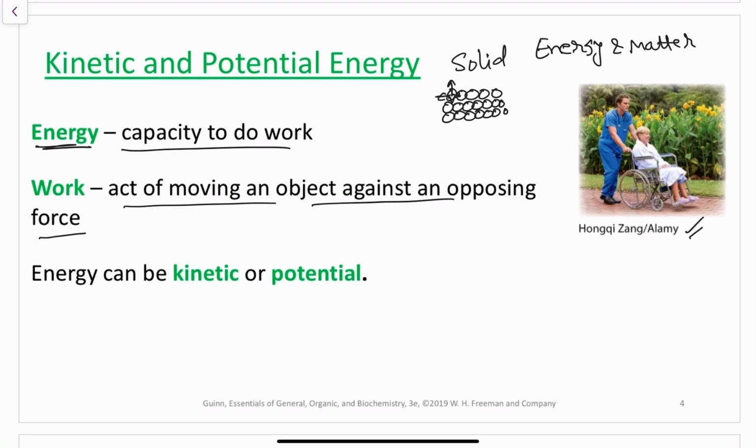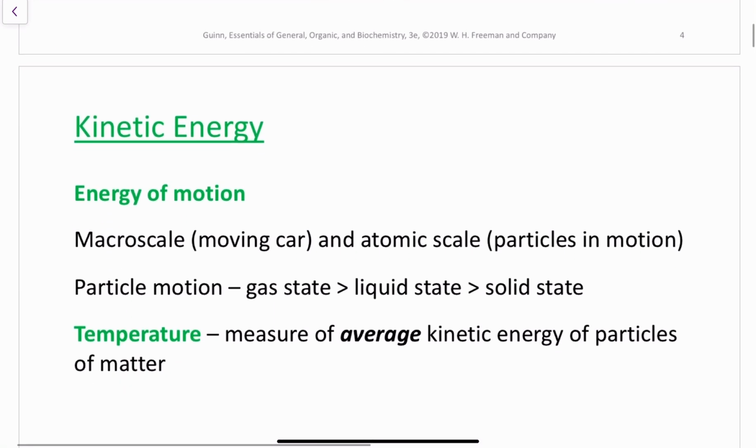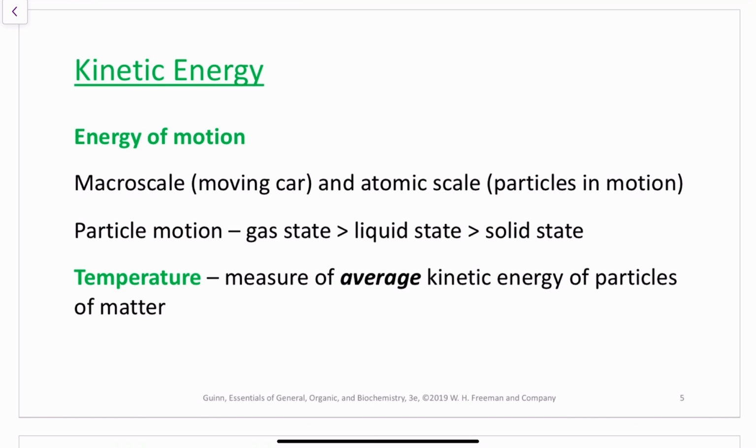So energy can have two basic forms. One is called kinetic energy, and the second we call potential energy. Now we're going to talk about what is kinetic energy and what is potential energy. So let's talk about kinetic energy first.